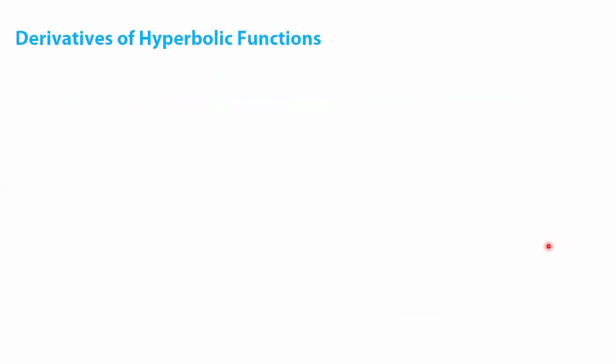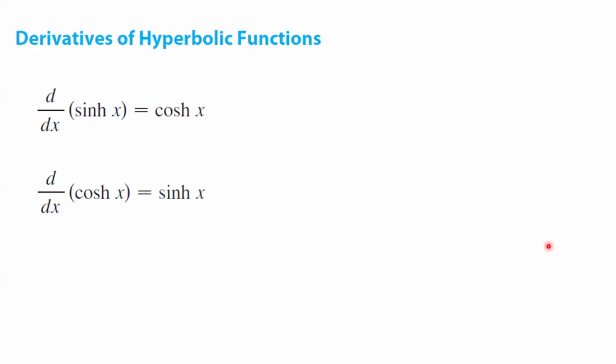So let's continue our discussion on the derivatives. So far, we saw that the derivative of hyperbolic sine is hyperbolic cosine. And we also saw that the derivative of hyperbolic cosine is hyperbolic sine. What if you take the derivative of hyperbolic tangent? It is equal to hyperbolic secant squared.